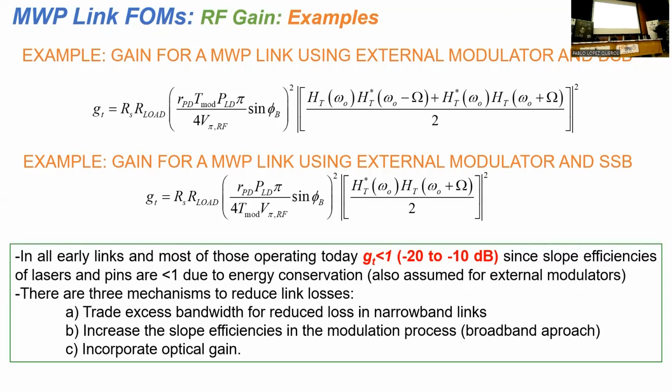And finally, there's an obvious solution, which is to use optical amplifiers. If you use an optical amplifier, then this factor is multiplied by the gain of your amplifier. With amplifiers, you can have real RF gains, that means over 0 and as high as 10 dB.